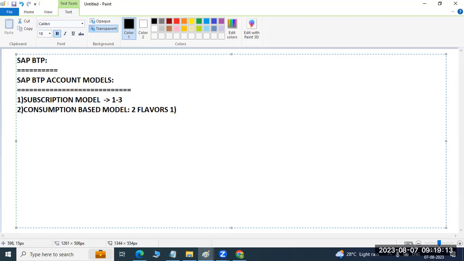One is the CPEA. The first one is the CPEA. Maybe I will write it here: Cloud Platform Enterprise Agreement. This is called the CPEA, Cloud Platform Enterprise Agreement. This is the one model. And the second one is, as someone said, pay as you go. These are the two types of consumption based.